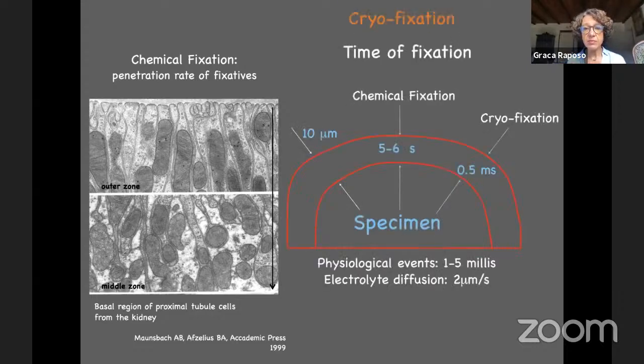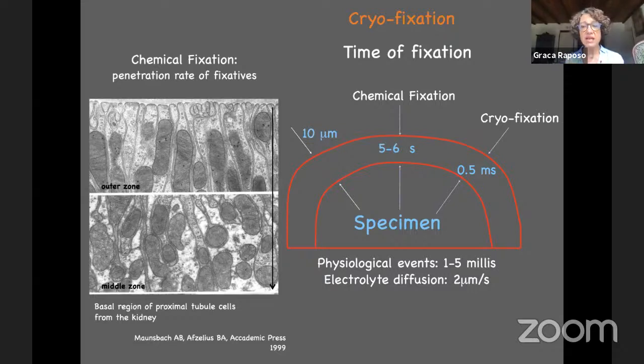To give you an example, for a chemical fixation, you have a specimen and the chemical will take 5 to 6 seconds to enter into the tissue, okay? So for example, if you take a C. elegans, when you are working with worms, you can put it in very concentrated aldehyde, and the C. elegans won't bother much. You will continue swimming in the fixative.